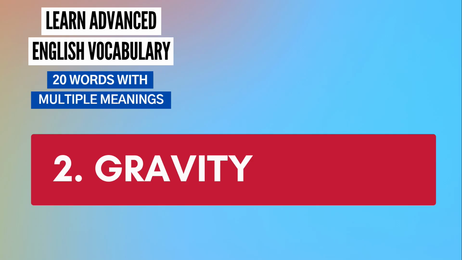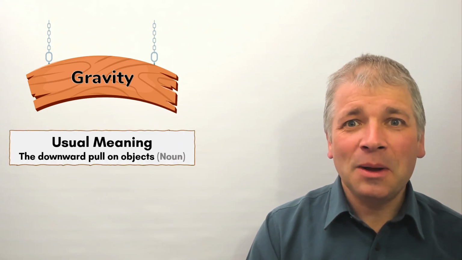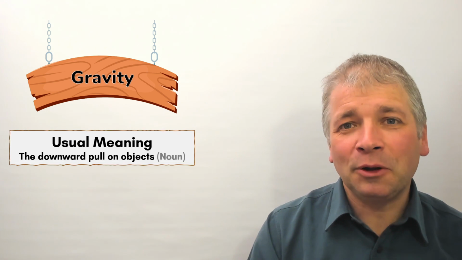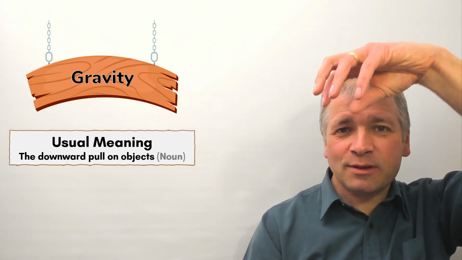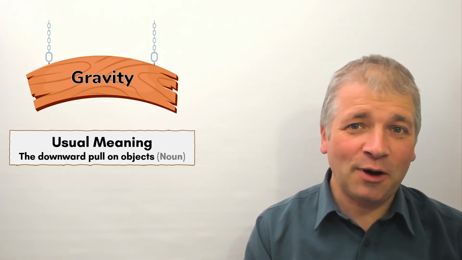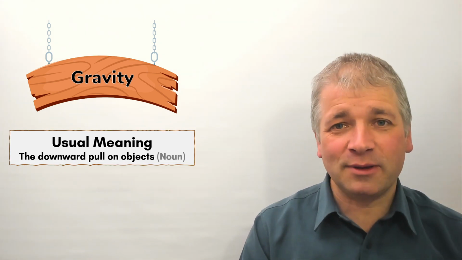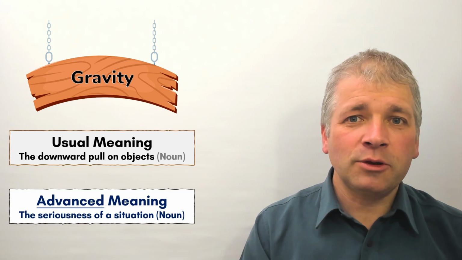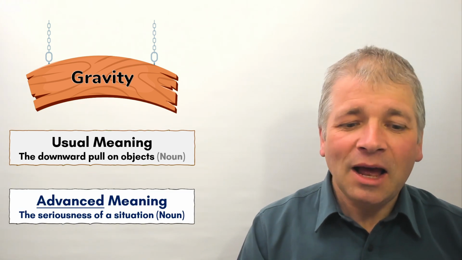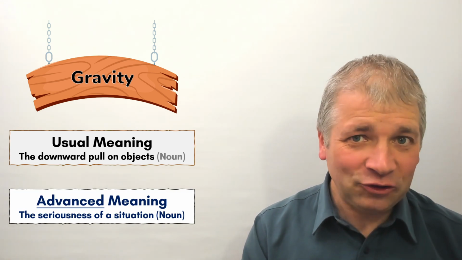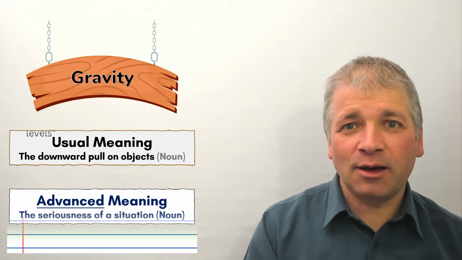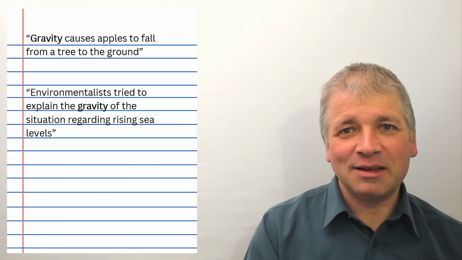The second word is gravity. Now, gravity, we know, means the downward pull on objects. So if I hold something, I know it's going to fall to the ground if I drop it because of gravity. But we also use gravity in another way. The seriousness of a situation. Let's look at examples of both of these now.